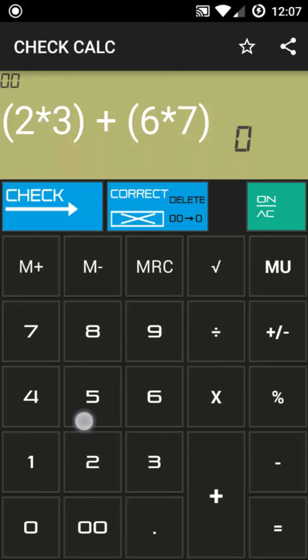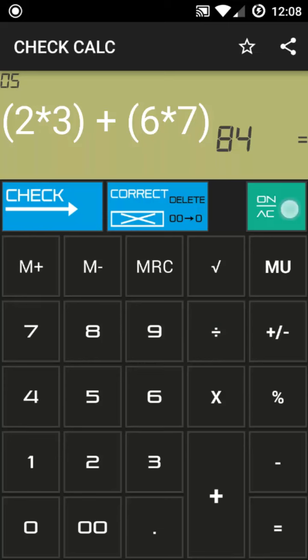The right answer for 2 multiplied by 3 plus 6 multiplied by 7 is 48. But if you directly input, we get the wrong answer. Let us try it out. 2 multiplied by 3 plus 6 multiplied by 7. We get 84, which is the wrong answer.